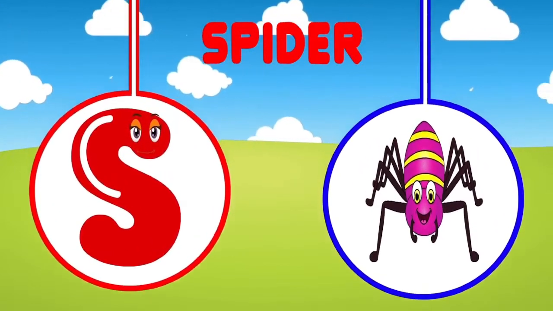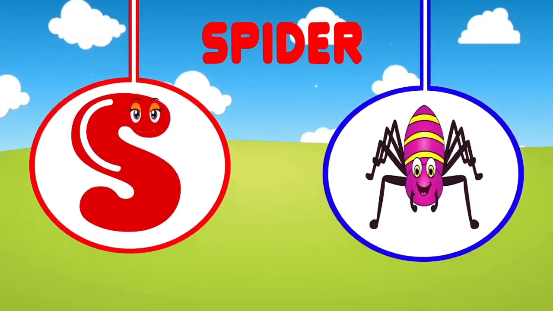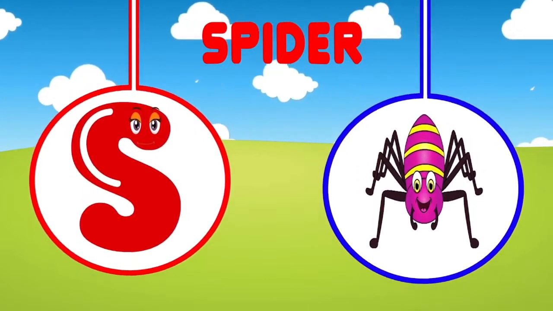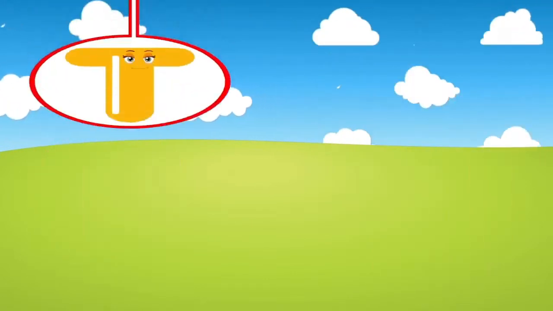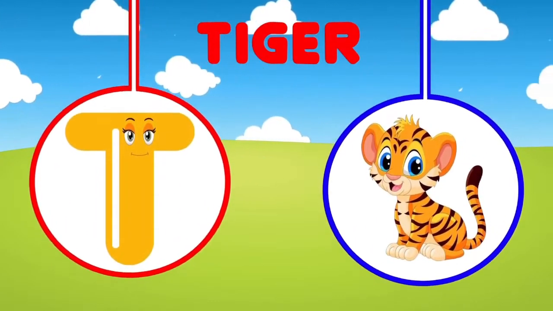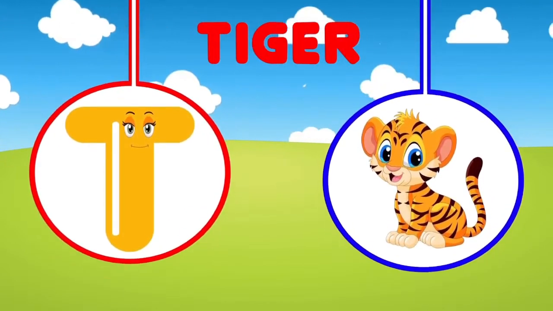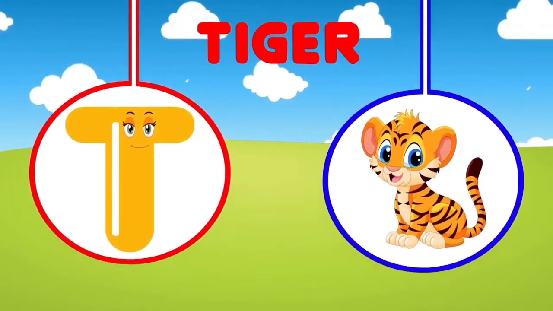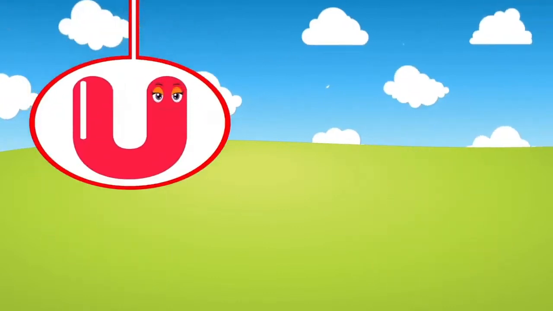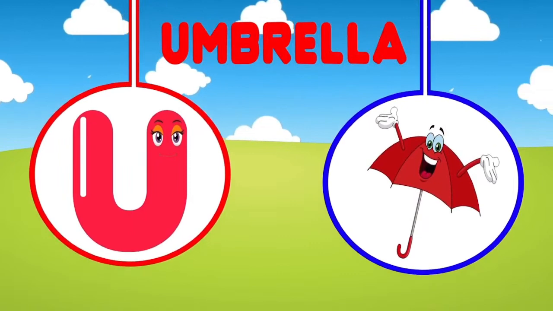S, S, spider. S, spider. T is for tiger. T, T, tiger. T, tiger. U is for umbrella.